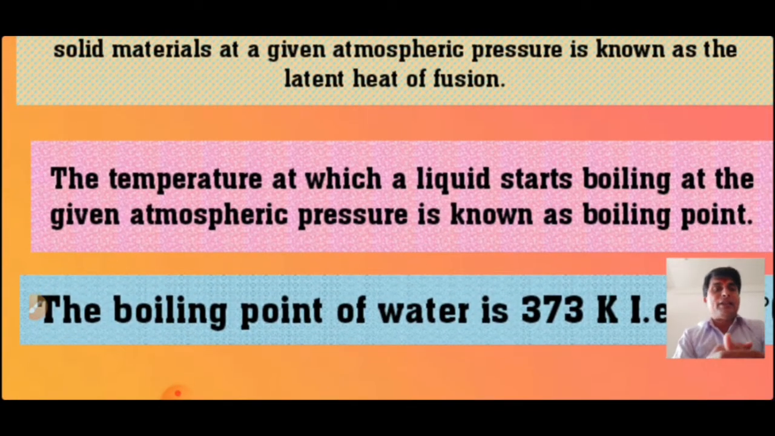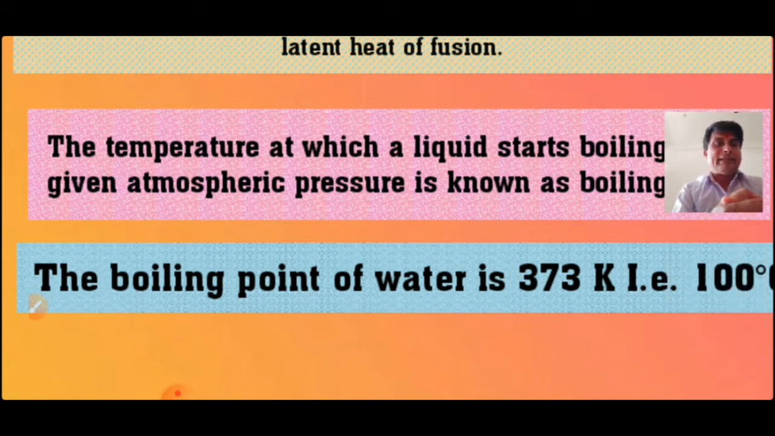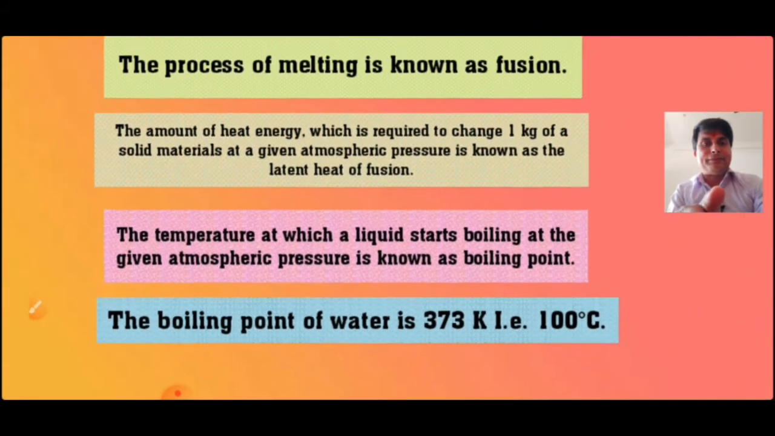The temperature at which a liquid starts boiling at the given atmospheric pressure is known as the boiling point. I say again, the temperature at which a liquid starts boiling at the given atmospheric pressure is known as the boiling point. The boiling point of water is 373 Kelvin, that is 100 degrees Celsius.